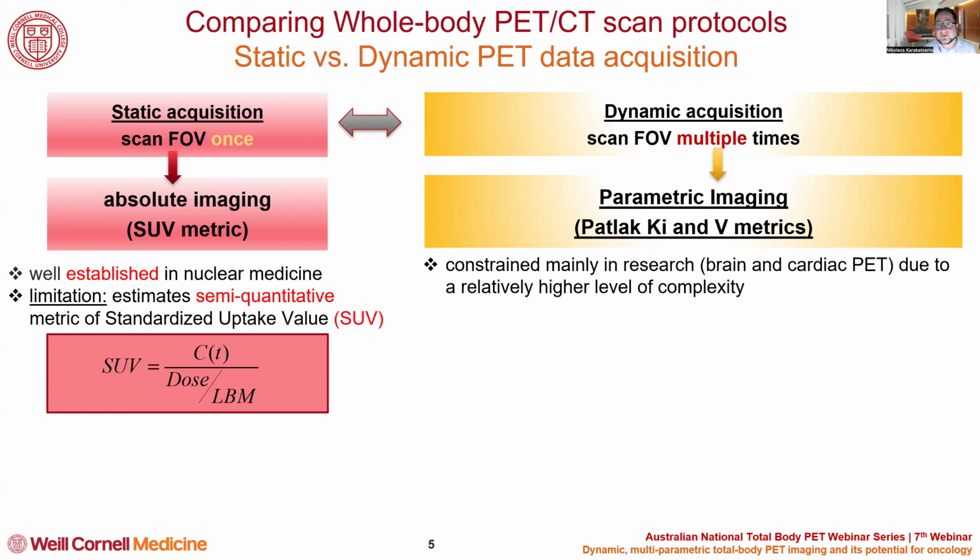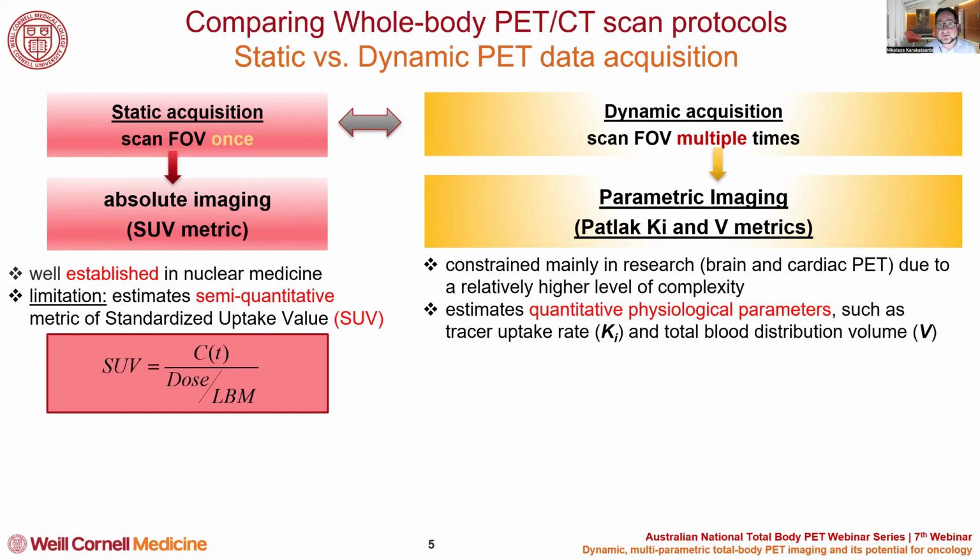However, because of the complexity of this protocol, we have to do it dynamically. It has been constrained mainly to research for brain and cardiac PET and has not been translated to oncology, where we need to obtain data in a whole body fashion. The main method that we use to analyze those dynamic data is the Patlak graphical analysis method because of its robustness and simplicity. The reason for that is it's basically a linear model that allows us to provide estimates of the tracer net uptake rate and total blood distribution volume, Ki and V, as we denote them in those slides.